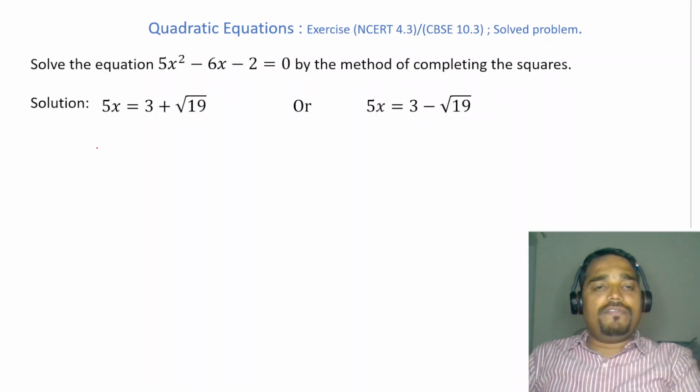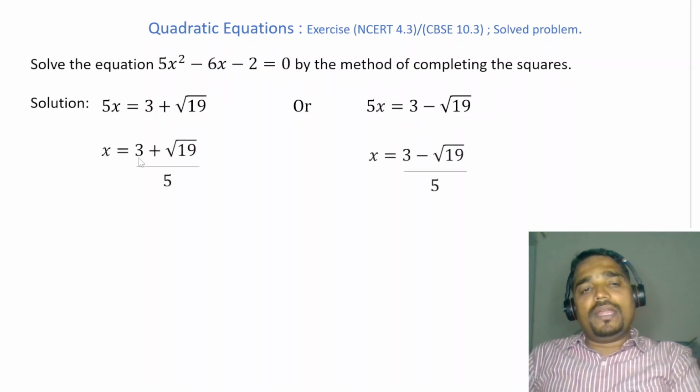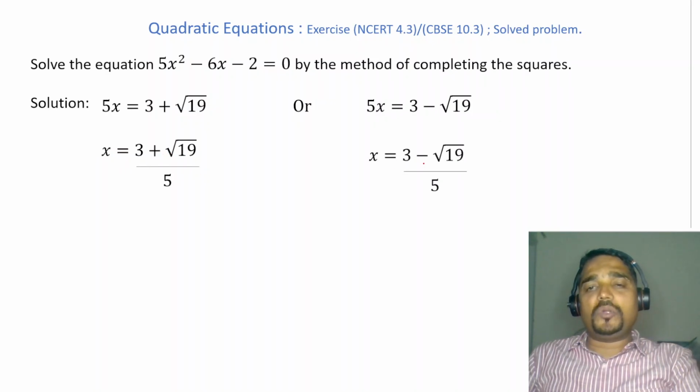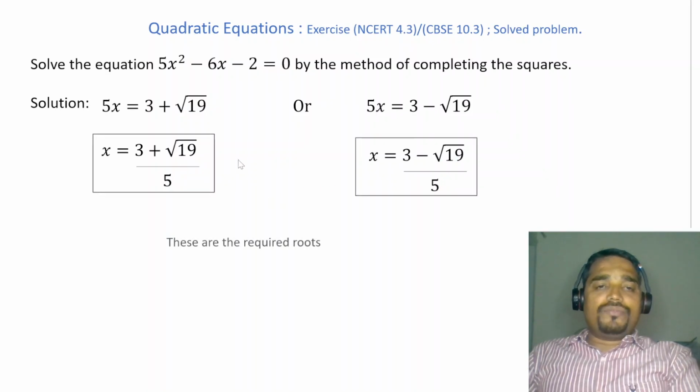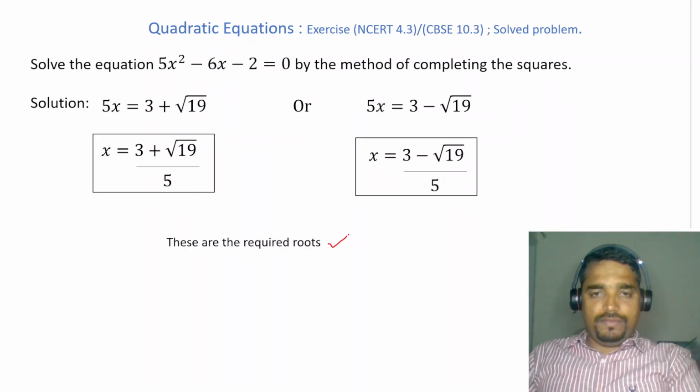Upon dividing by 5, we would get x is equal to 3 plus square root of 19 divided by 5, or x is equal to 3 minus square root of 19 divided by 5. These two values of x are the required roots of the given equation.